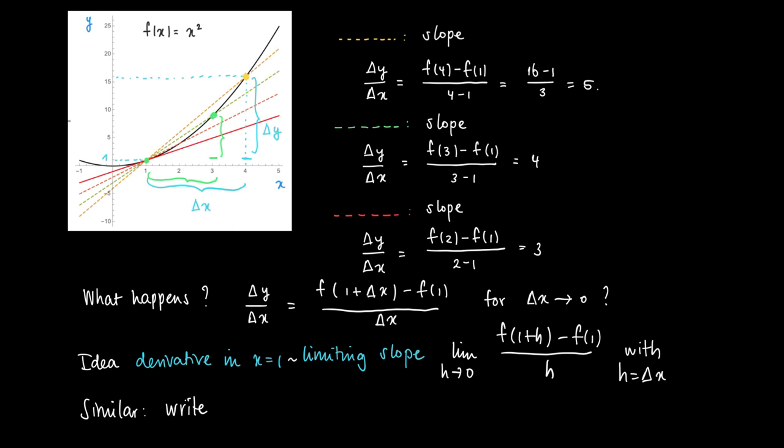Let us reformulate this limit. If we write x equals 1 plus h, then in the argument f(1 plus h) is replaced by f(x), and h is replaced by x minus 1. If h goes to 0, this means automatically that x goes to 1. So the limit as h goes to 0 is the limit as x goes to 1 of f(x) minus f(1) divided by x minus 1. This is actually the same limit, but with a different formulation.